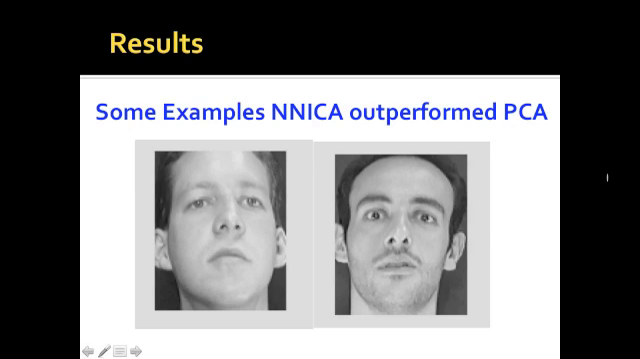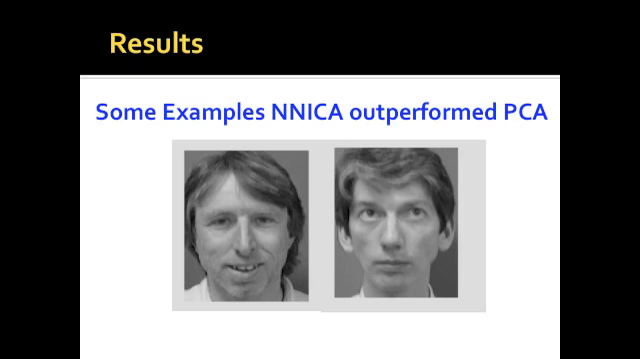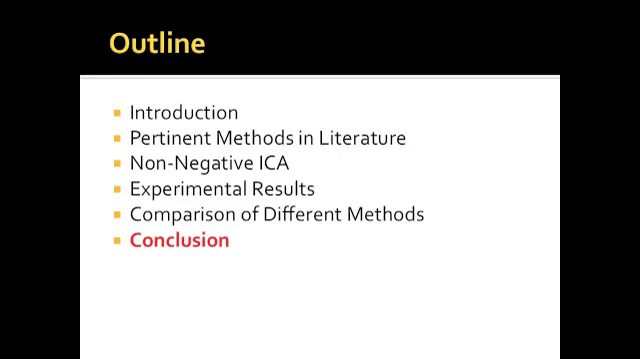Here are some examples where non-negative ICA outperformed PCA. We see that for PCA, these two guys are the same person, but non-negative ICA captures some property that uncorrelated PCA cannot. Same way, these two guys are the same person for PCA, but not ICA.